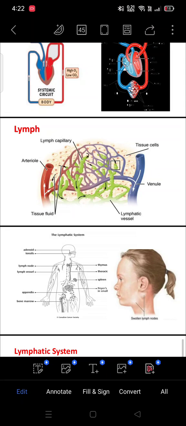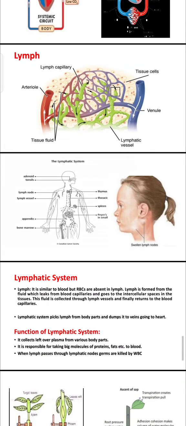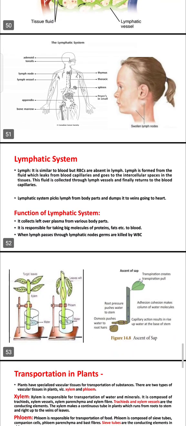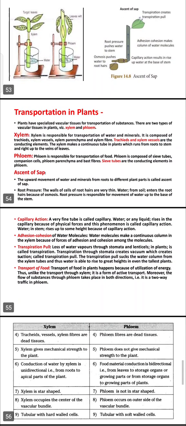Then what is lymph, and how the lymph is formed, and what is lymph capillary tissue cells, all the things are included there. Okay, the lymphatic system is very important. What is the lymphatic system? Function of the lymphatic system. Transportation in plants, this is another topic. Then what is xylem, what is phloem, what is the function of xylem, and what is the function of phloem? Xylem is responsible for the transportation of water and minerals in the plants.